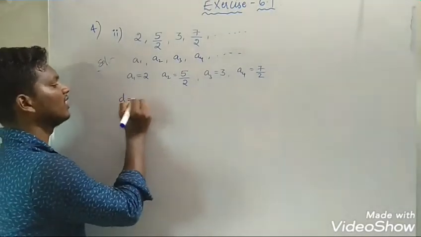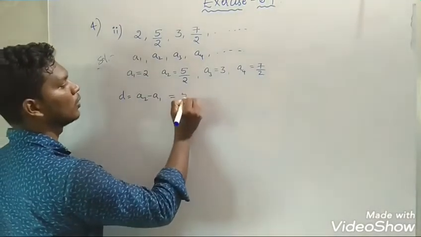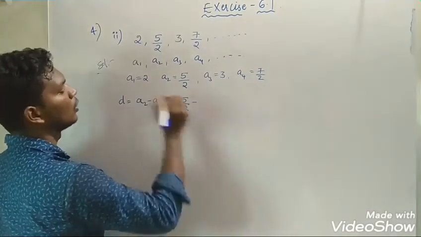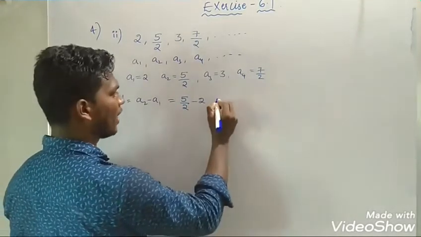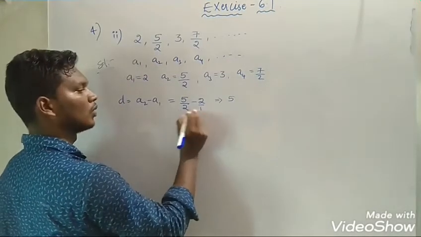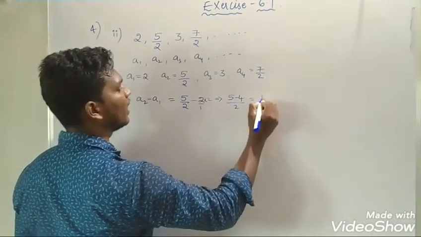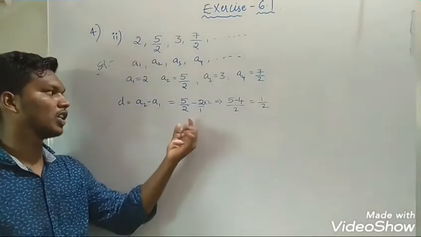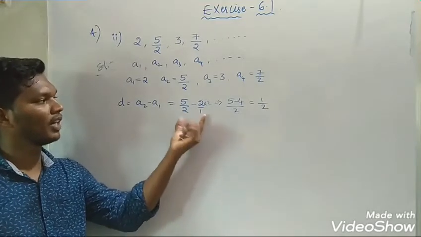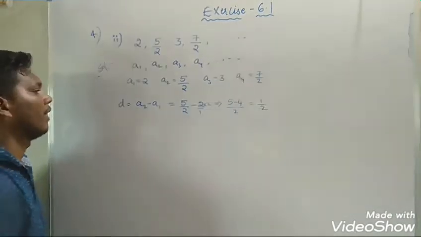The common difference D is equal to A2 minus A1. A2 is 5 by 2, minus A1, which is 2. So 5 by 2 minus 2: here nothing is there, so the denominator is 1. The LCM of 2 and 1 is 2. 1 times 2 is 2, and 2 twos are 4. So 5 minus 4 by 2, finally we will get 1 by 2. Okay friends, hope you understood.